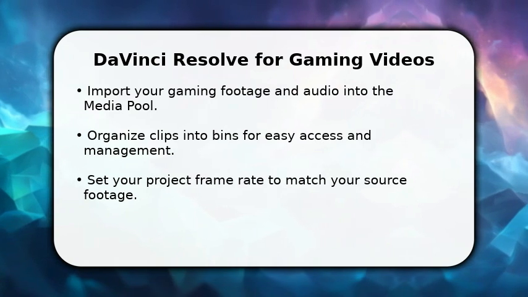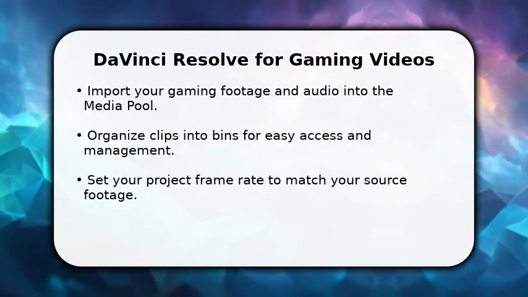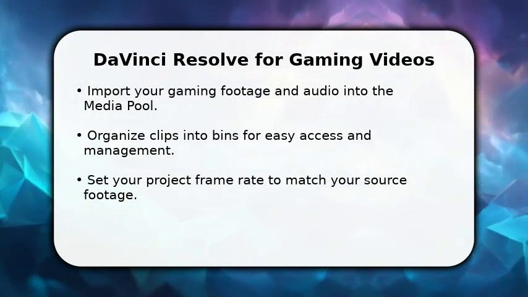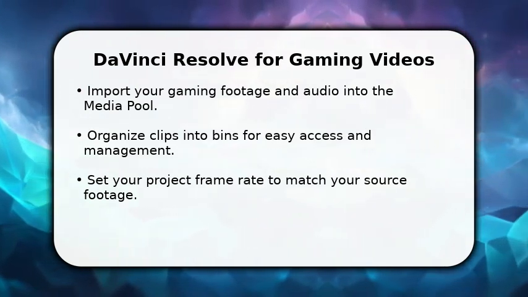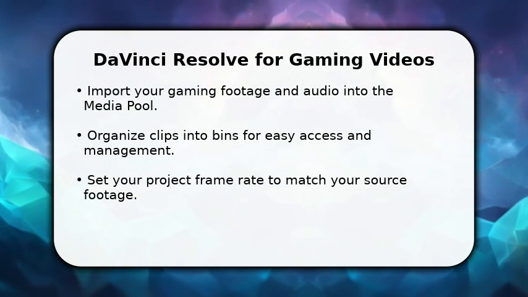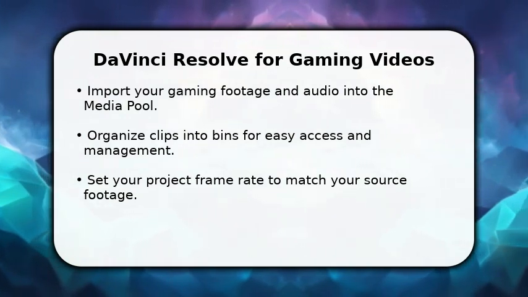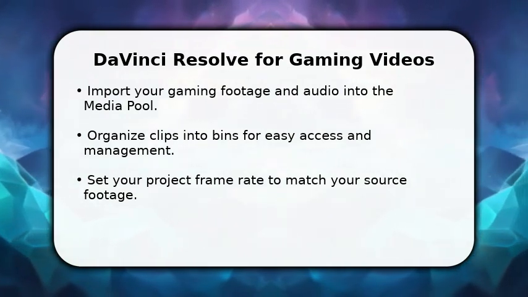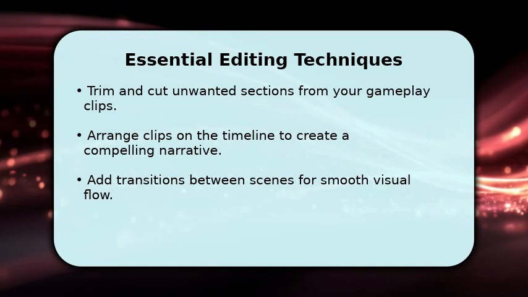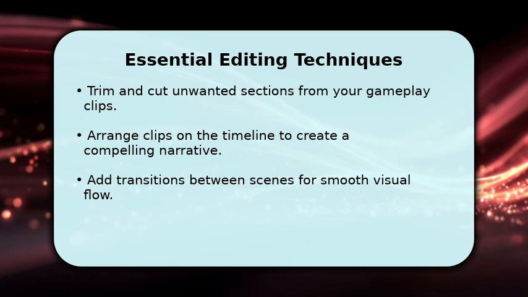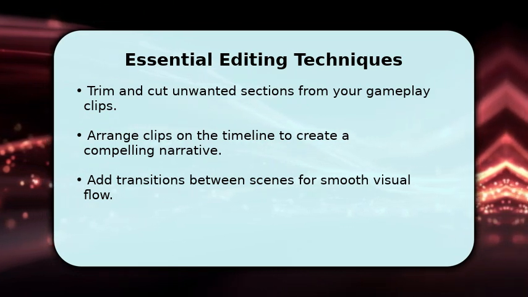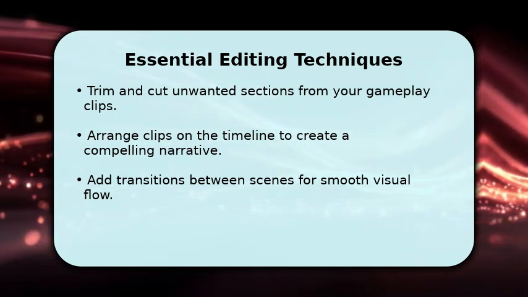Next, ensure your project's frame rate matches your original source footage, typically 60 frames per second. Finally, select a suitable timeline resolution, such as 1080p or 4K, to match your desired output quality. Now, let's dive into the core editing process. Start by trimming and cutting out any unnecessary or dull sections from your gameplay footage to keep viewers engaged.